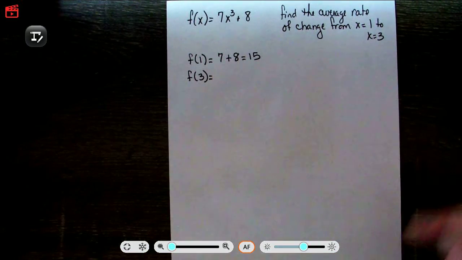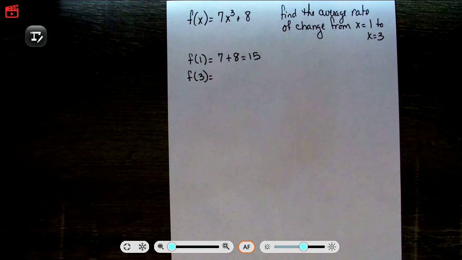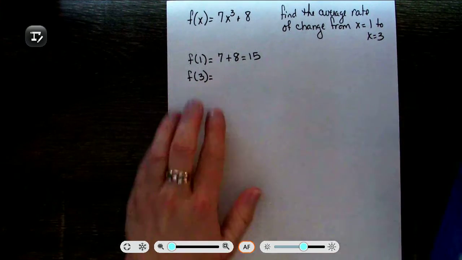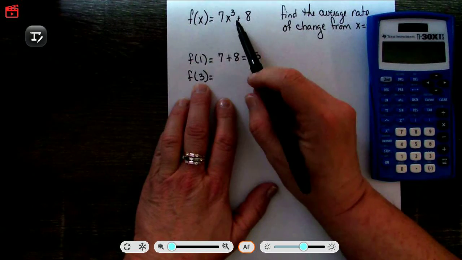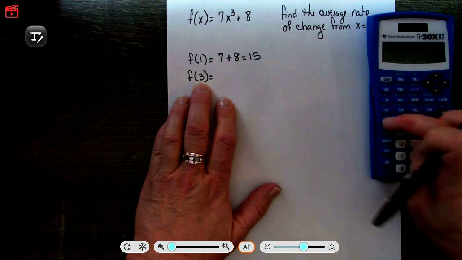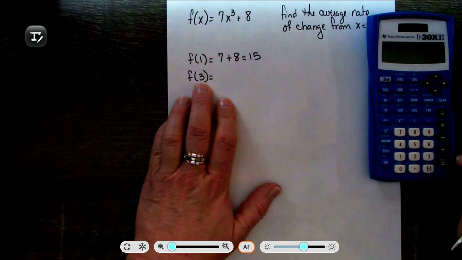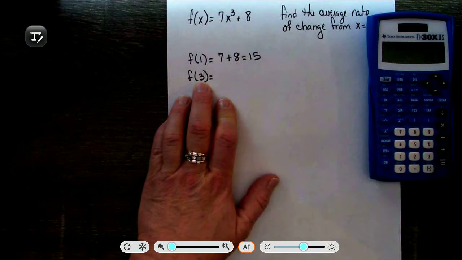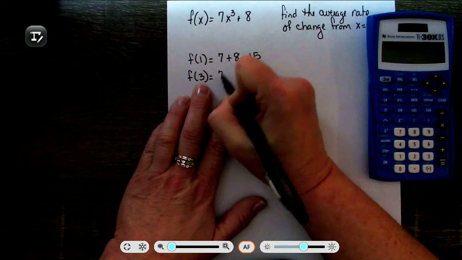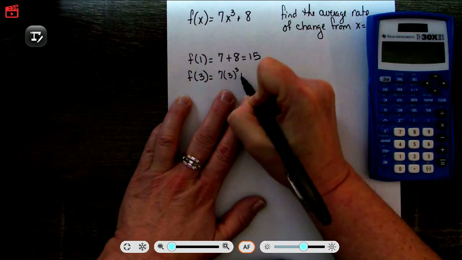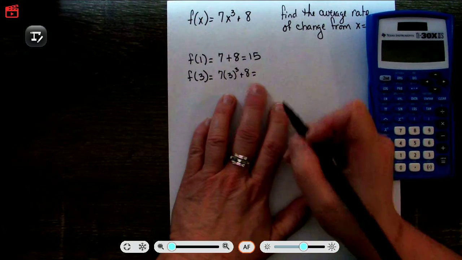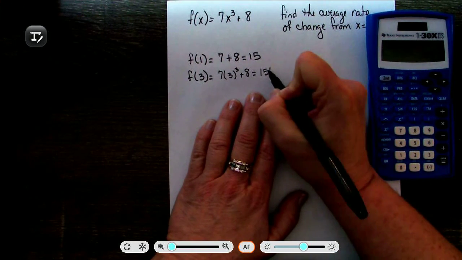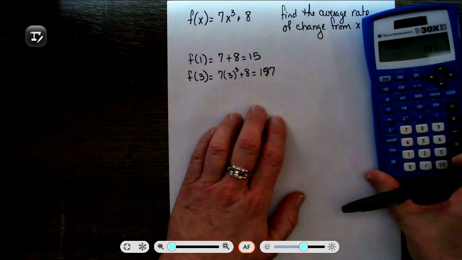And here I might need my calculator because I'm going to need to do a little multiplying and adding. I don't want to do it by hand, so I'm going to drag out my calculator. All right, we've got to take 3 and we're going to cube it. So 3 to the third is 27, and I'm going to multiply that by 7, so times 7. And then we're going to add 8. And of course I like to use my calculator. We get 197. Make sure I can read it.